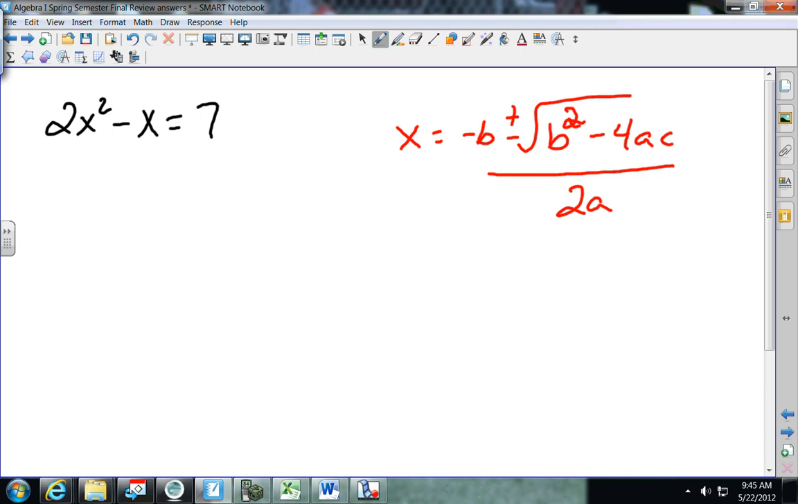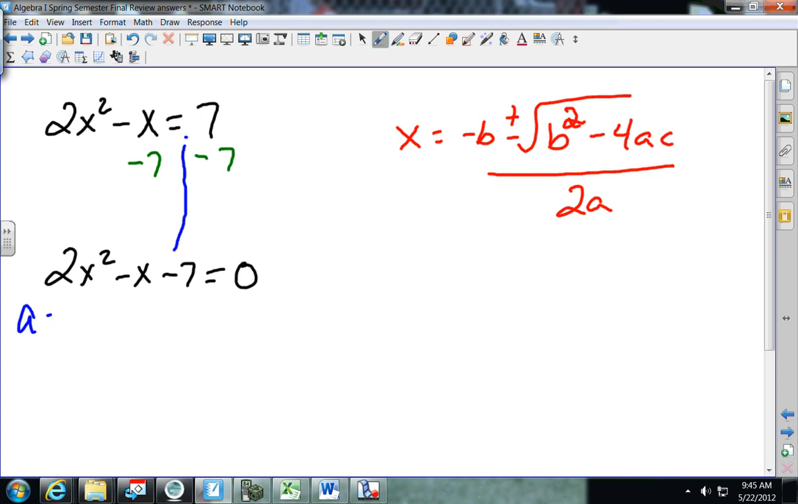Okay? You will have a formula chart on your final. Now, from here, though, to find a, b, and c, we have to set it equal to 0. So I have to subtract 7 from each side. I get 2x squared minus x minus 7 equals 0. A is 2, B is negative 1, C is negative 7.